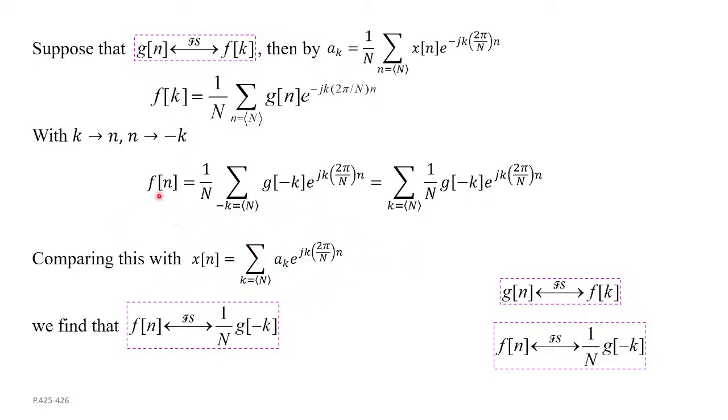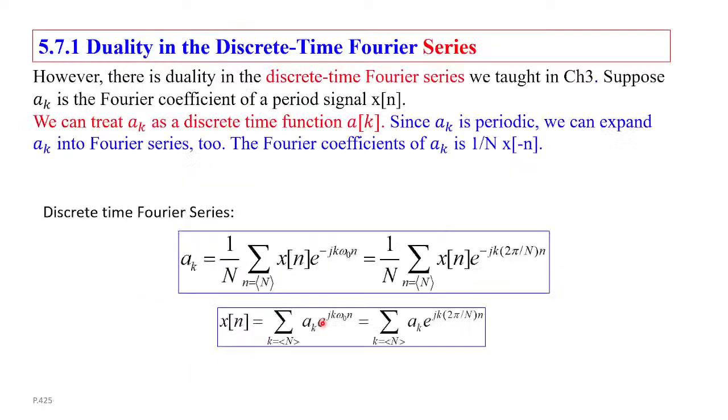Okay, so you compare this to a synthesis equation, you see that if you group this whole 1/N g of minus k together as a_k, then that's the synthesis equation between f[k] and this whole thing, right? Everything else matches. So f[k] is the Fourier transform pair with 1/N g of minus k, as we wanted. Okay. So that's the duality on discrete Fourier series.